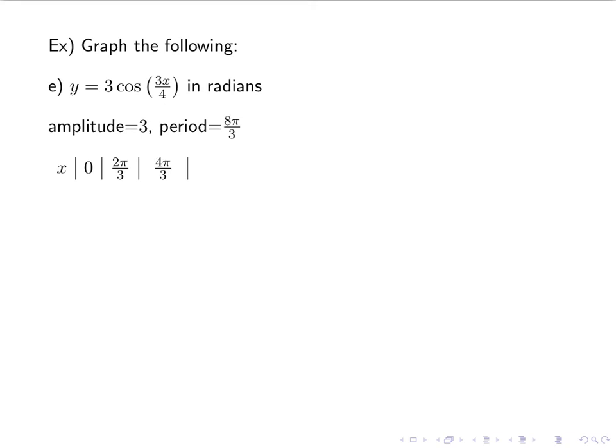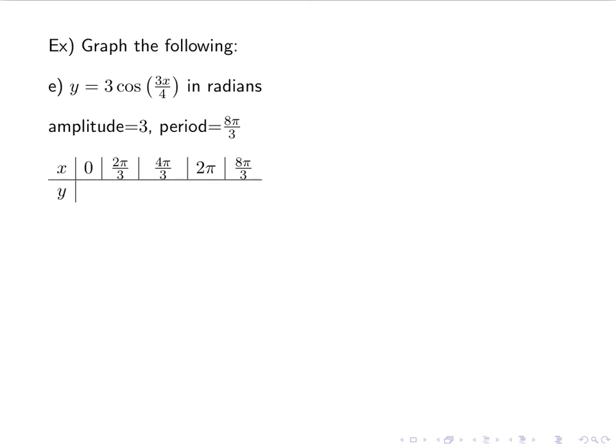Our next value is 3/4 of the period. So I'm going to take 2 pi over 3, which was 1/4 of my period, multiply it by 3. And we get 2 pi. So 2 pi is going to be our fourth value. And then our last value is always the period. So that gives us our x values.